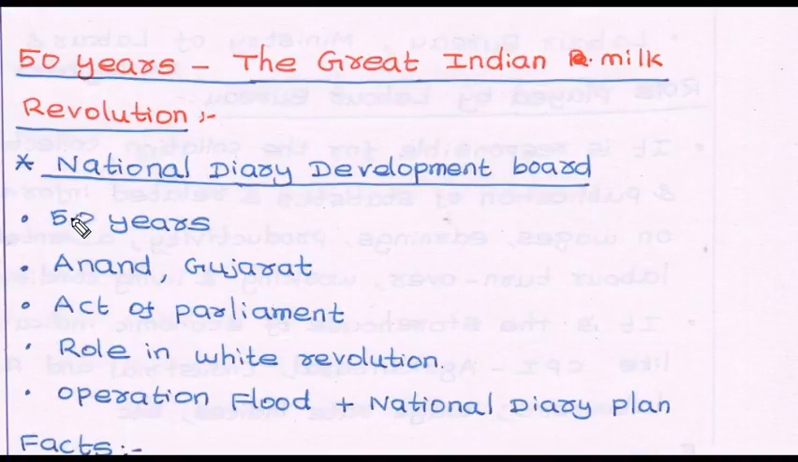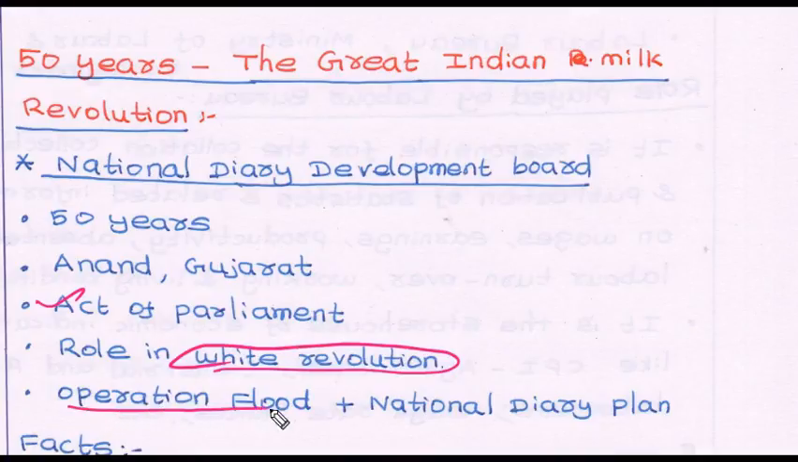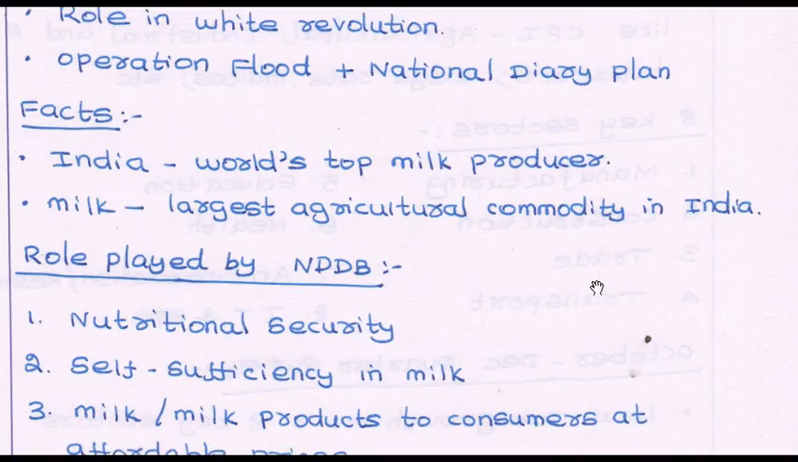The National Dairy Development Board was established through an Act of Parliament. The board played a very important role in the White Revolution. For that, it launched Operation Flood, and now the board is implementing a scheme called the National Dairy Plan. In the GS Paper 3 video lectures, we covered Operation Flood and the National Dairy Plan in detail. We will discuss some facts now.